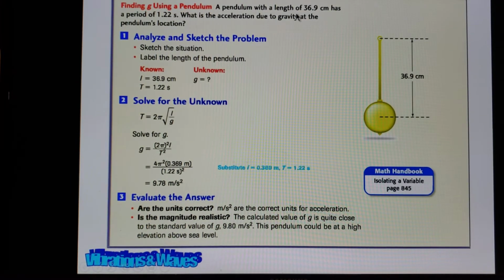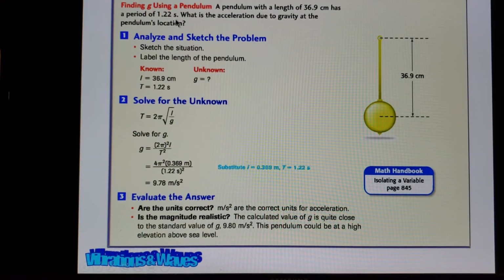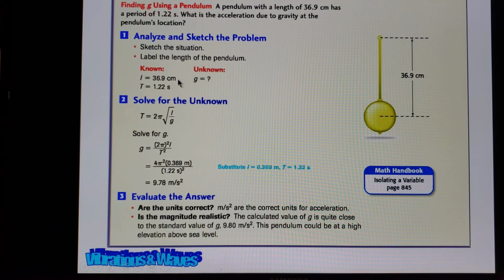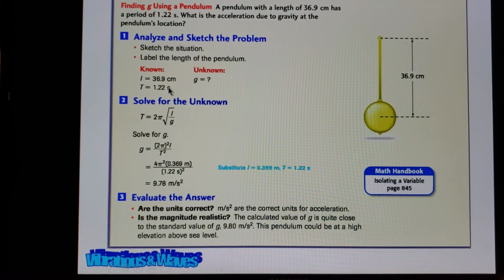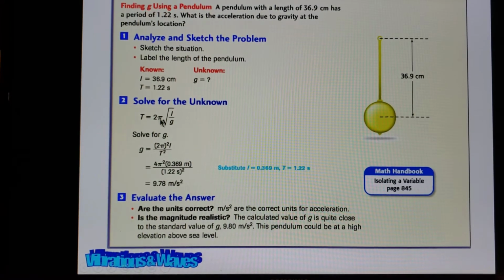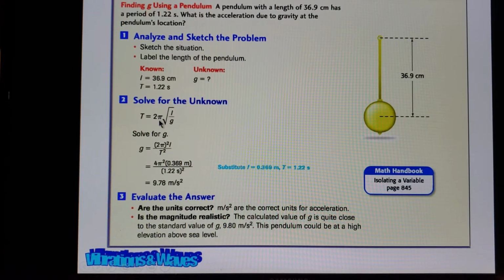It says a pendulum has a length 36.9 centimeters, period 1.22 seconds. What's the gravity acceleration? So what do we know? Length is 36.9, which is 0.369 meters. We know the period is going to be 1.22 seconds because it gave us that, and we want g. We take this formula and do a little bit of algebra, which you've got to be careful with here, and solve it for g. You're going to have to square both sides to get rid of the square root. And you get an expression g equals 4 pi squared L over T squared. Plug in all the numbers and you get an answer of 9.78 meters per second squared.